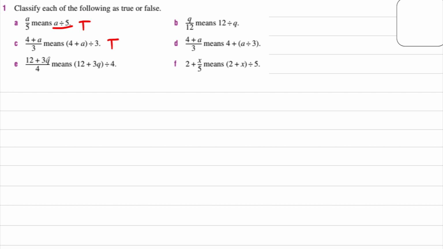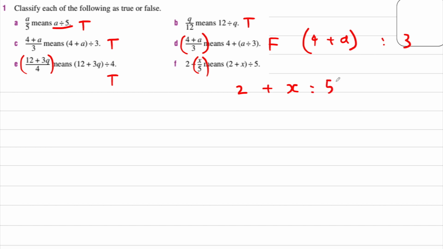And 12 plus 3q inside the brackets, divided by 4, is just like the fraction. Yeah, okay, this is true. Okay, this one is true because a plus 4 over 3 means a plus 4 inside the bracket, divided by 3. And for here, this is not right because h divided by 5 means h over 5, like this one.